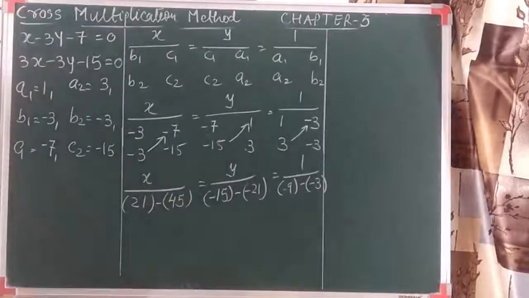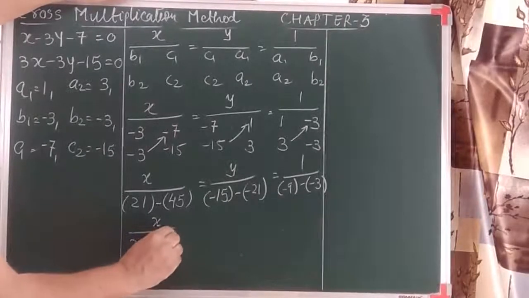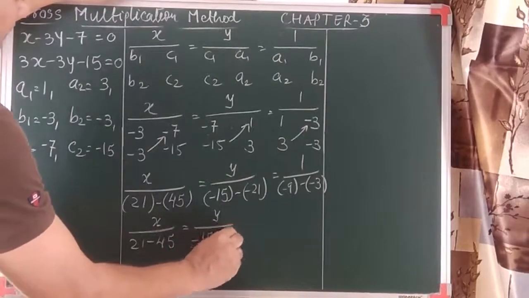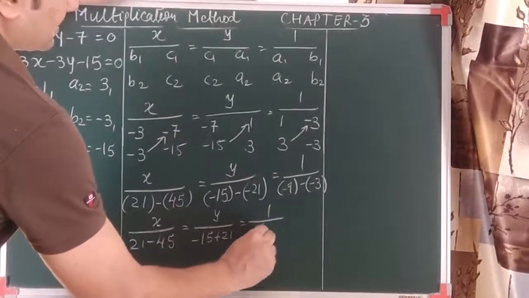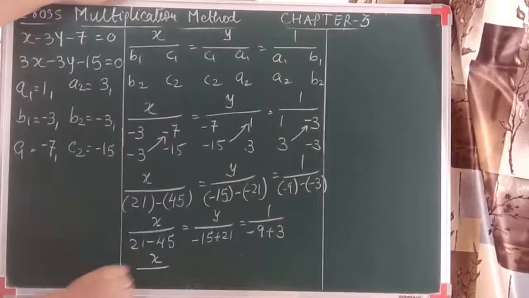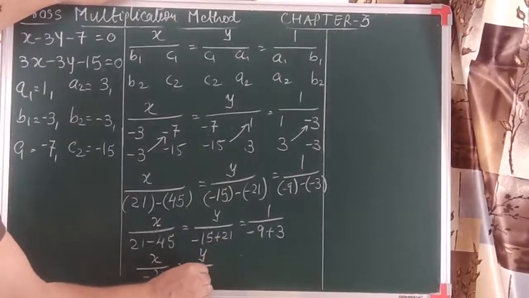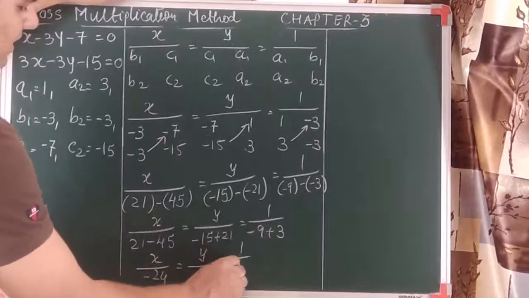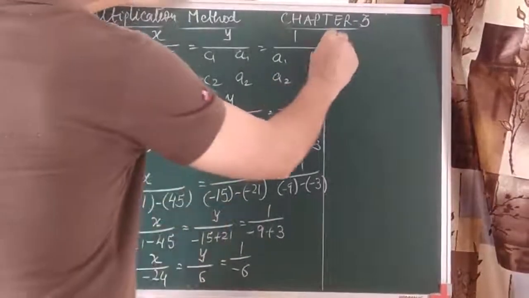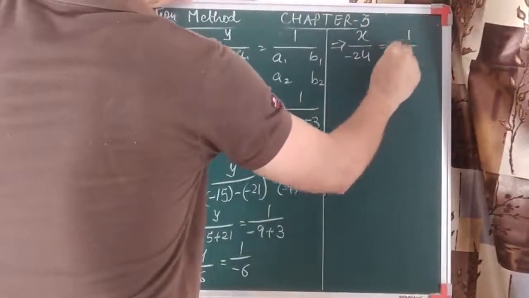See, the sign is very important. Let us simplify here. It's 21 minus 45. This is y upon minus 15 plus 21 equals constant upon minus 9 plus 3. So let us simplify this as it is plus minus minus. So it is minus 24. Y upon, again plus minus minus 6, and plus minus minus 6. So now let's compare the x and the constant. So x upon minus 24 and the constant is 1 upon minus 6.